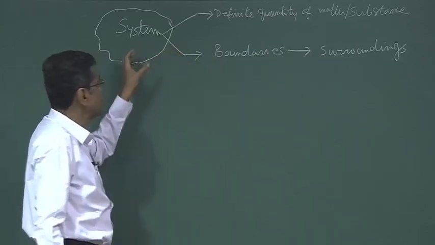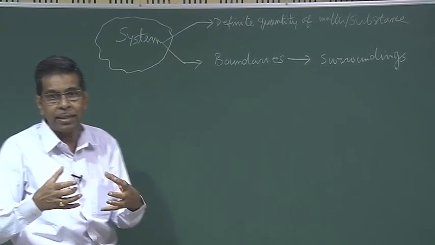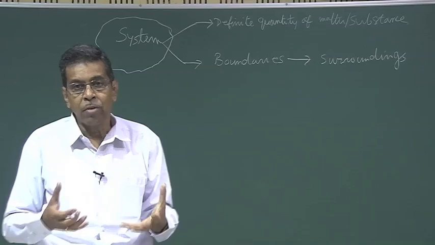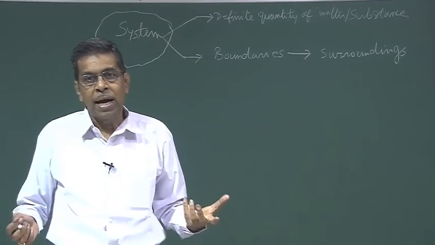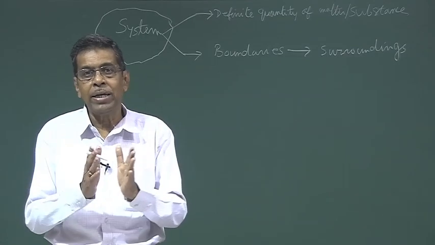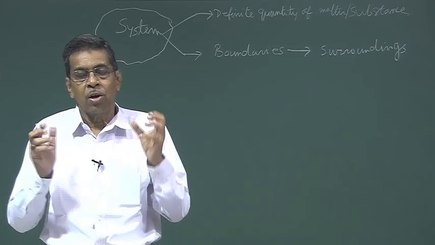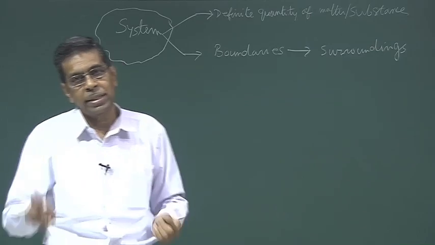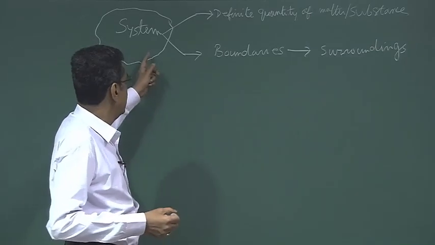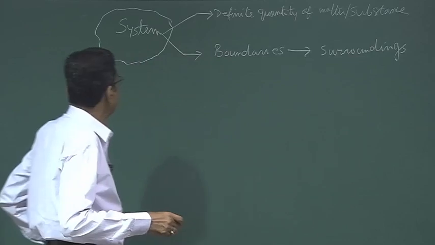In fact, when two systems interact with each other and with nothing else, then one system is the surrounding of the other. That means the definition of surrounding and system is not that very clear. That means a system can also be called a surrounding to another system with which it interacts. So, this way we define system and surrounding.